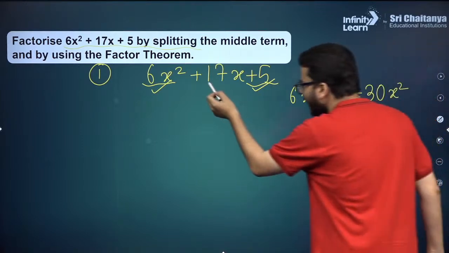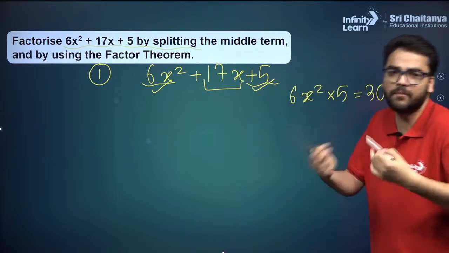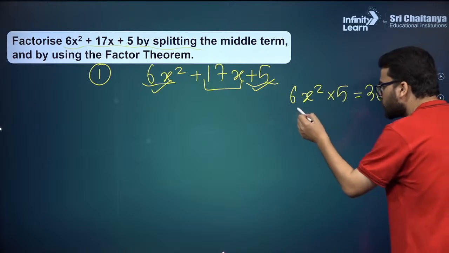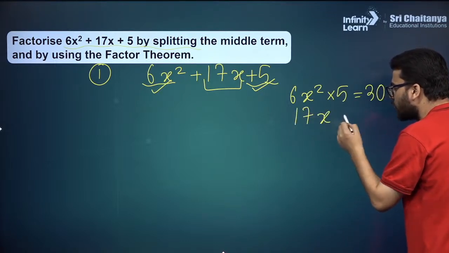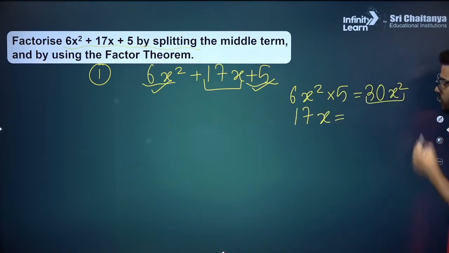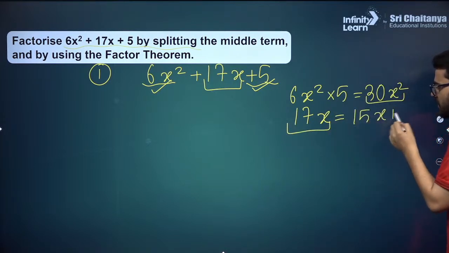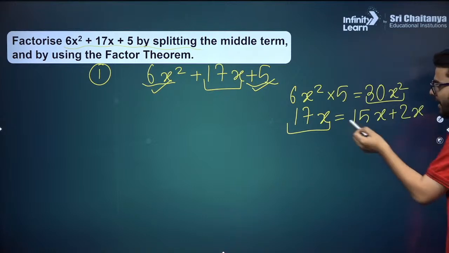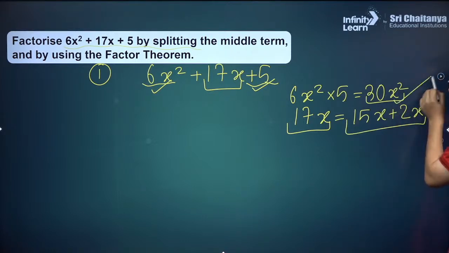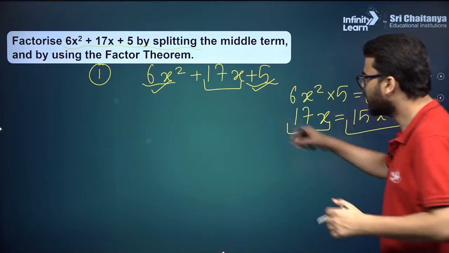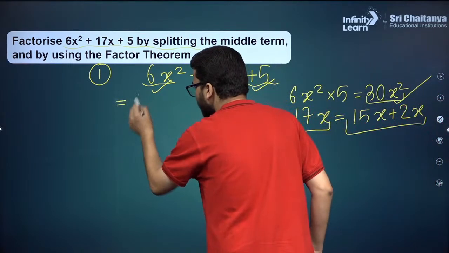So you have to break the middle term. You have to split the middle term in such a manner that the product of those two terms is 30x square only. This has to be 30x square. So you see 17x, can I write it like this? 15x plus 2x. Why are we writing it like this? Because 15x into 2x will give you 30x square. Is it clear? Exactly.